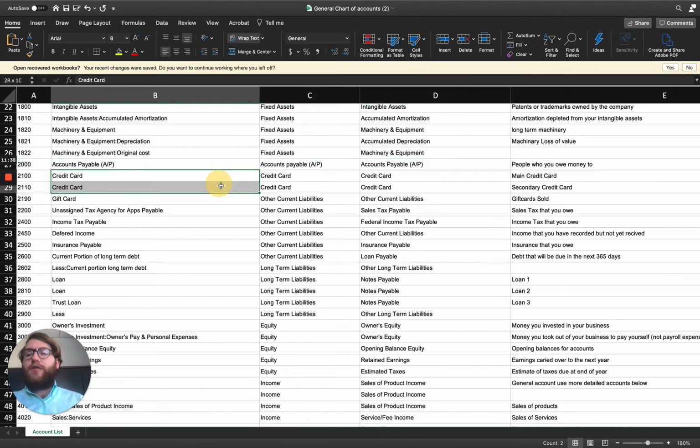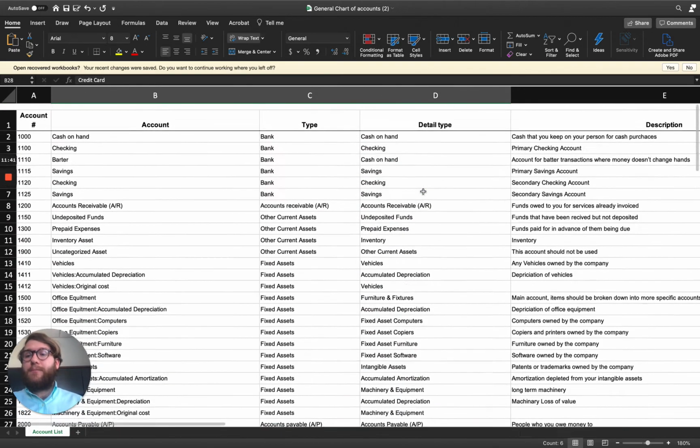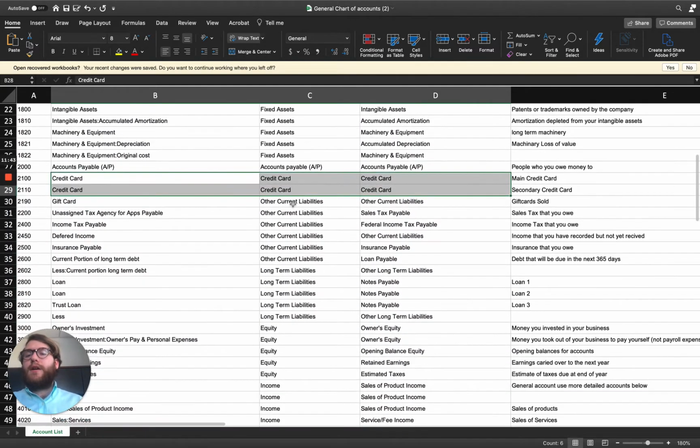Then we have our credit cards. So credit cards are separate from the bank accounts because credit cards are a liability. As you spend money on it, you owe that money back to someone. So we will have all of your credit cards here. If you've got multiple cards, we'd have multiple cards here.